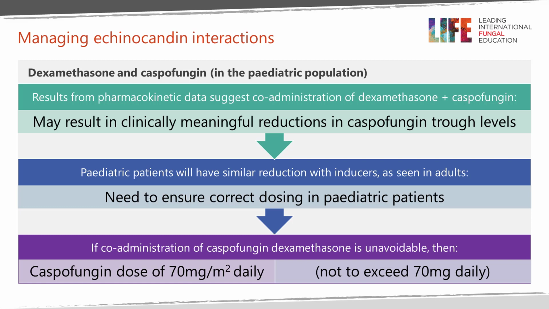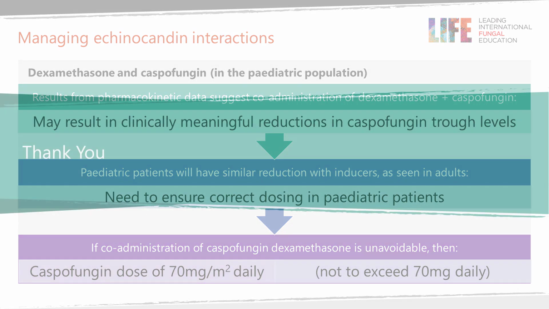If the co-administration is unavoidable, then the dosing of caspofungin needs to be correct. So the literature actually recommends caspofungin dosing at 70 milligrams per meter squared daily. Now, as a pharmacist, dosing like this, we generally tend to dose in milligrams per kilo, not milligrams per meter squared. So you need to go a little bit further than what you're normally accustomed to, but getting the dose correct is really important and can mean the difference between treatment failure and not.